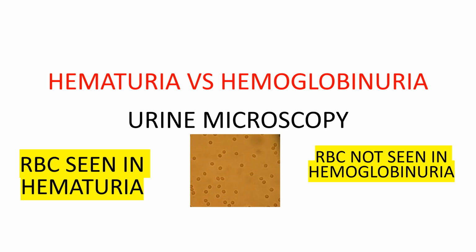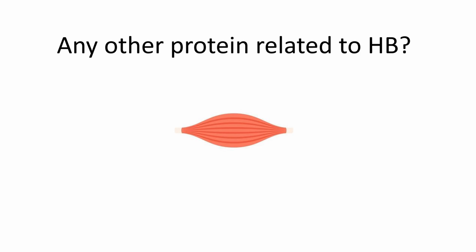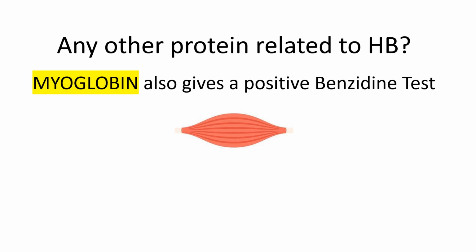That is what you answer. You say urine microscopy, I see RBCs in hematuria, I don't see RBCs in hemoglobinuria. So now there is one more thing which is closely related to Hb, which can also give rise to a positive benzidine test, and this protein, are you guessing something? So the protein is actually also a globin. It is called myoglobin, which can also give a positive benzidine test.